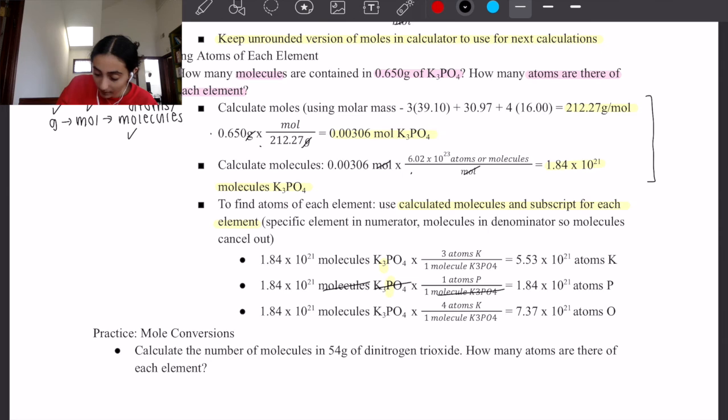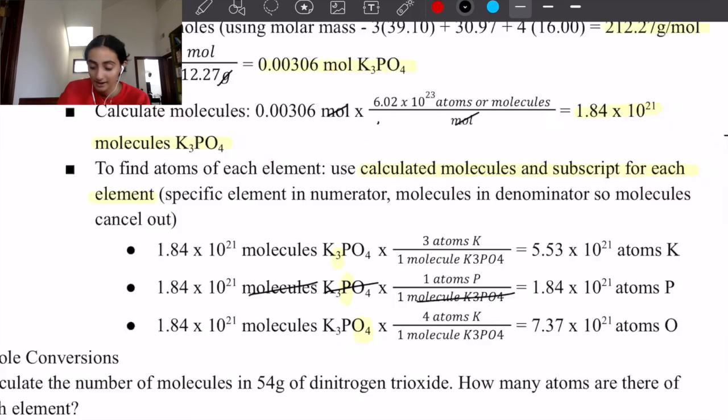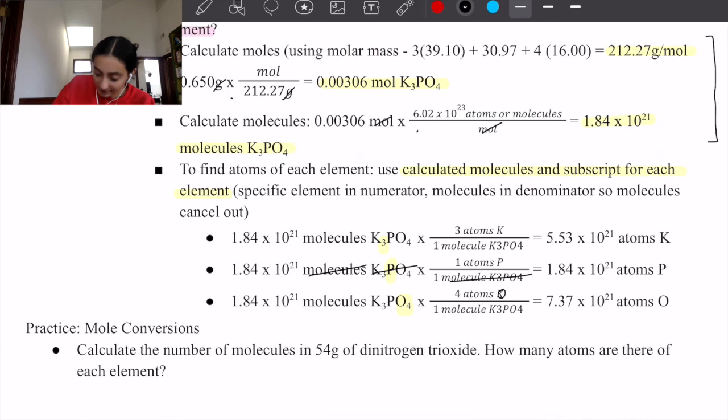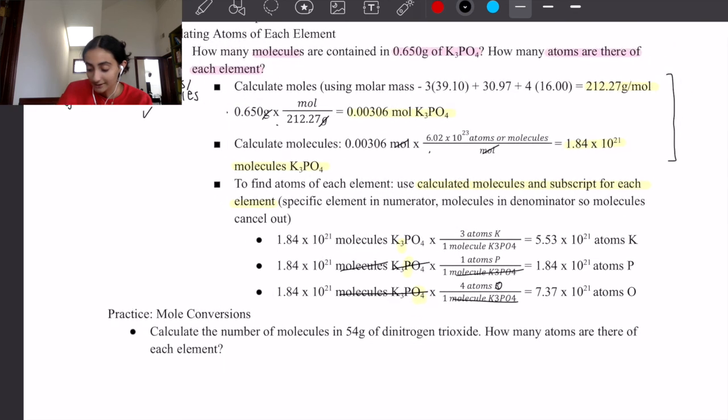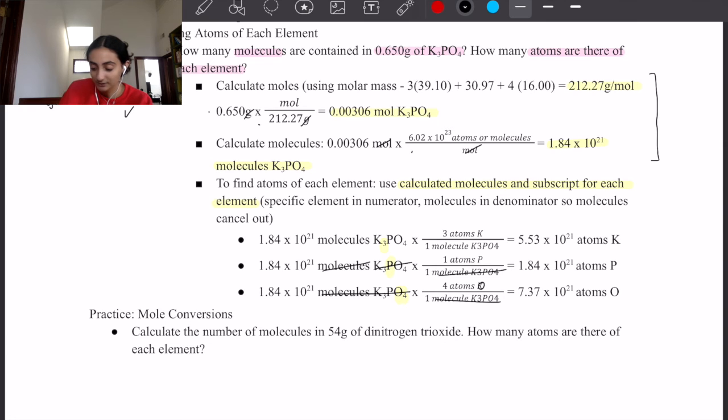The units of molecule K3PO4 cancel out, and we are left with just atoms of phosphorus. Finally, we are doing oxygen. There are 4 oxygens, so I'm going to multiply the amount of molecules by 4 atoms of oxygen over 1 molecule K3PO4. Again, molecules K3PO4 cancel out. We multiply by 4 and get 7.37 times 10 to the 21st atoms of oxygen. And that is the number of atoms of each element.